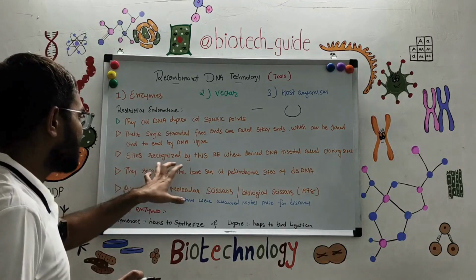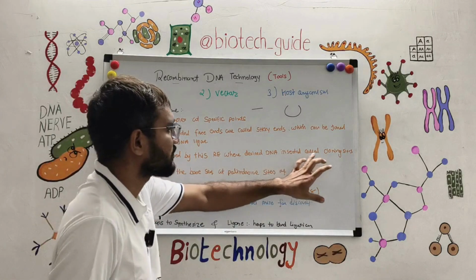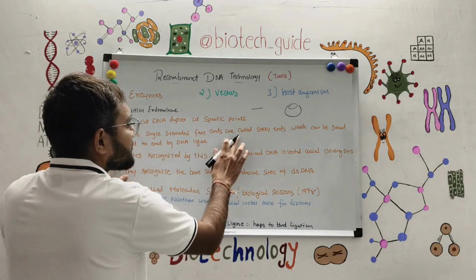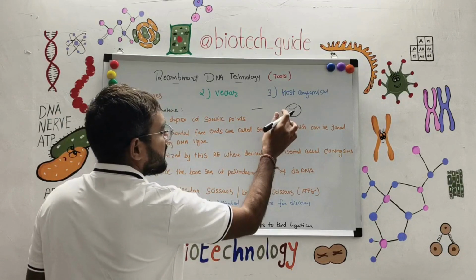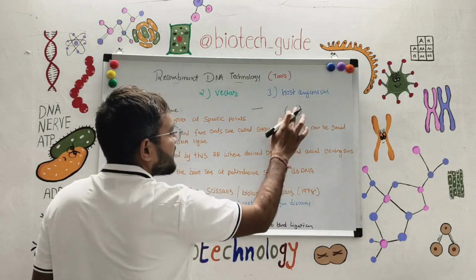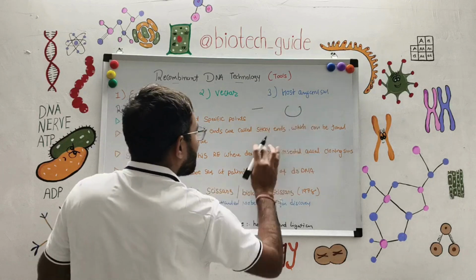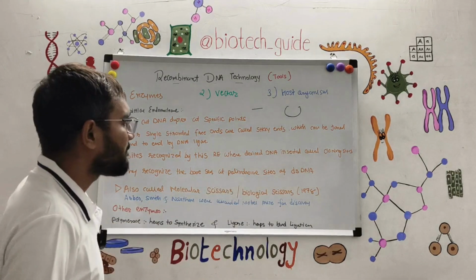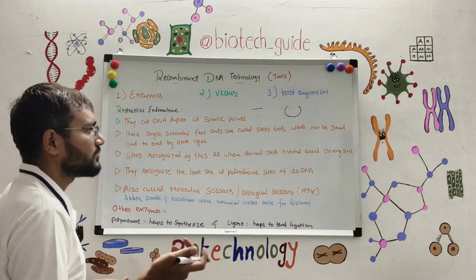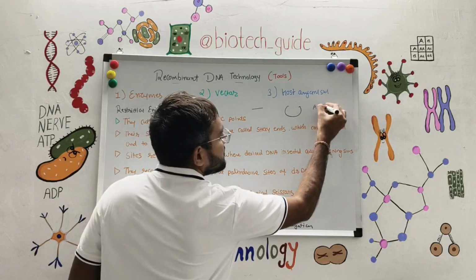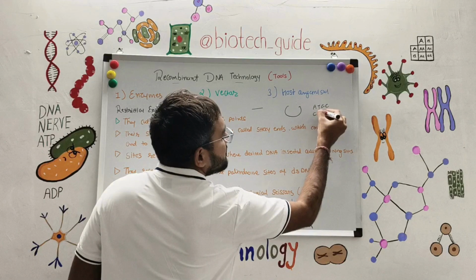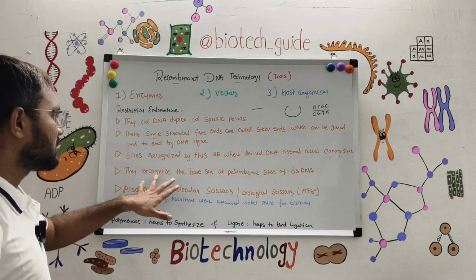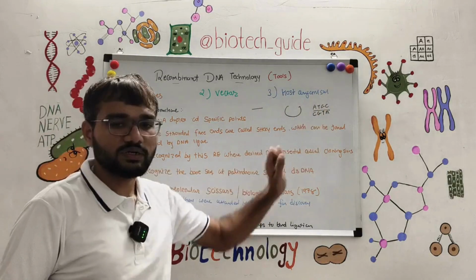So the site recognized by this RE where the desired DNA is inserted is called a cloning site. So this is defined as a cloning site, and the free ends are called sticky ends. Before proceeding to ligation, this part is defined as sticky ends. Then they recognize the base sequence of palindromic sites of a dsDNA. Palindromic sites, as we know, A, T, G, C and C, G, T, A. So this is defined as a palindromic site. Okay, so restriction endonucleases also recognize palindromic sites of a dsDNA.